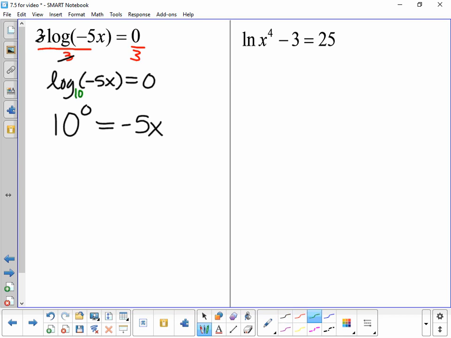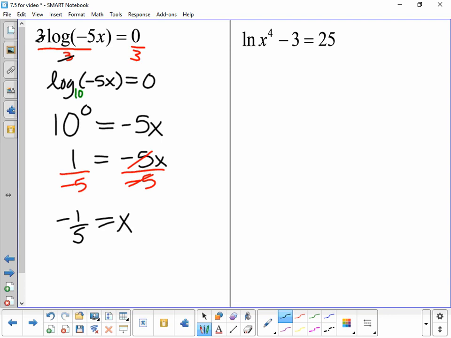Well, 10 to the 0 power is just 1. So we have 1 is equal to negative 5x. And then to solve for x, we just need to divide both sides of our equation by negative 5. That leaves us with the result negative 1/5 is equal to x. That's fine. If you want to write it as a decimal, that's fine as well. It's just negative 0.2. Either of these is fine.